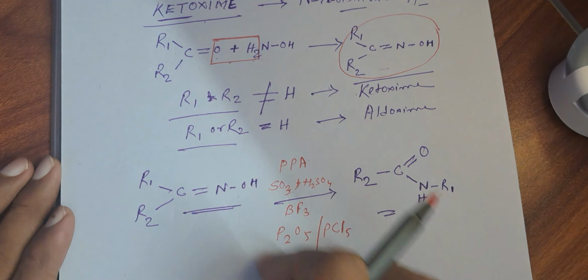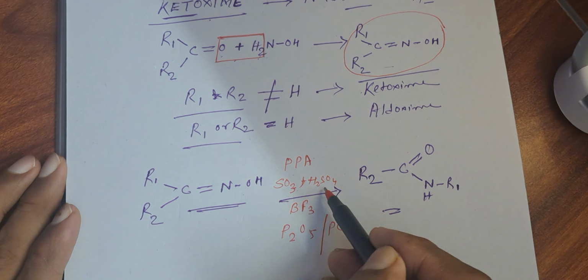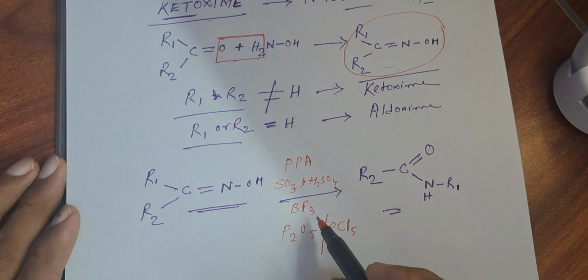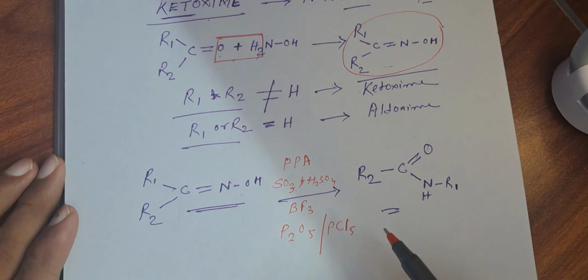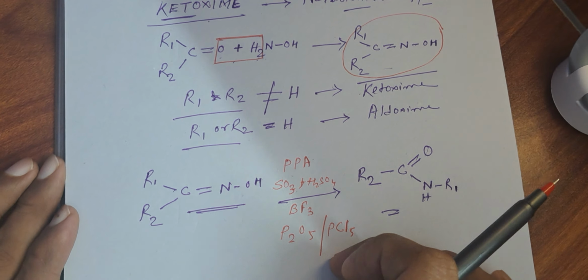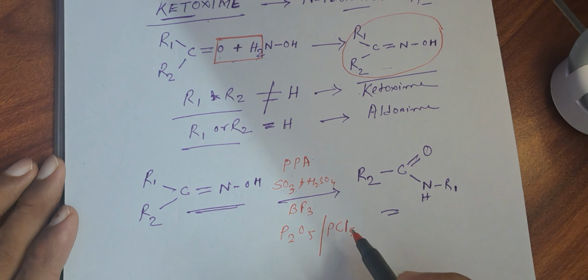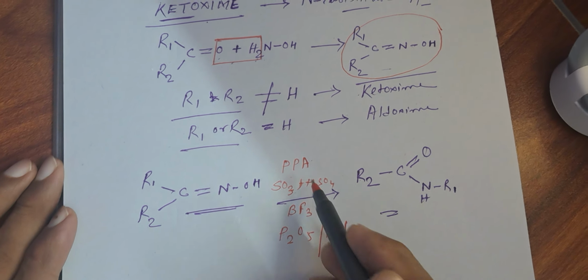That means all are found to be concentrated acids, whether it is polyphosphoric acid, fuming H2SO4, boron trifluoride, phosphorus pentoxide, or phosphorus pentachloride. I am not telling you these are combinations you are going to take all together. Either of them can be chosen.